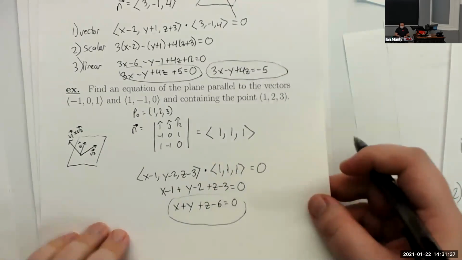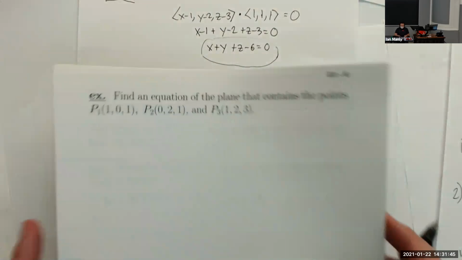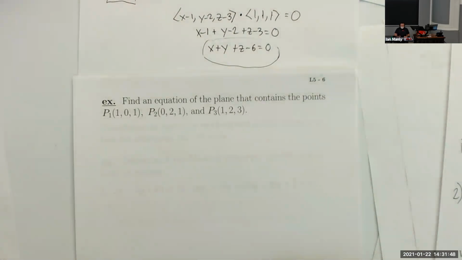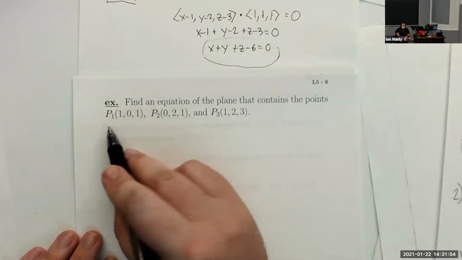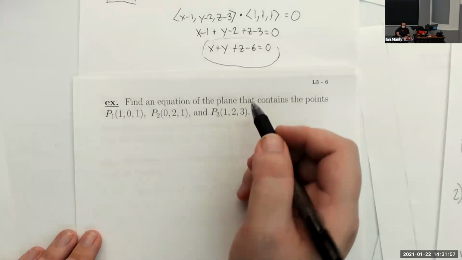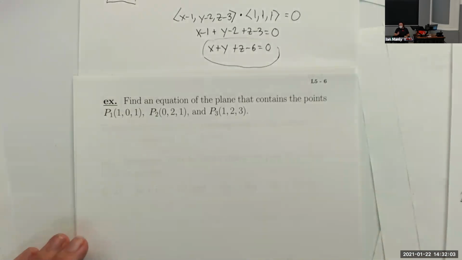All right, let's do one more problem with finding planes, then we'll move on to something else here. Next, I wanted to find an equation of the plane that contains the points P1, P2, and P3. So this time, we're not just given one point, we're given three points. But the good news is, kind of like how you can uniquely identify a line if you know two points it goes through, you can uniquely identify a plane if you have three points that it goes through.